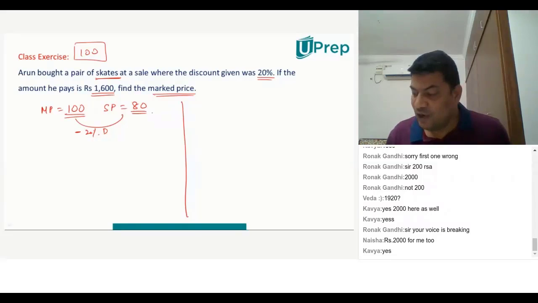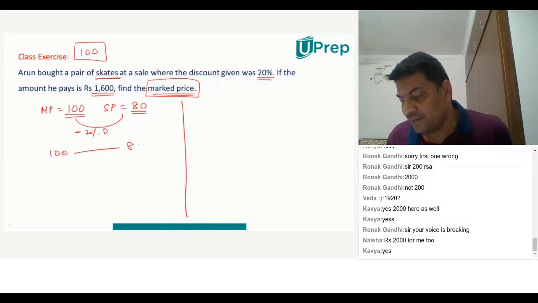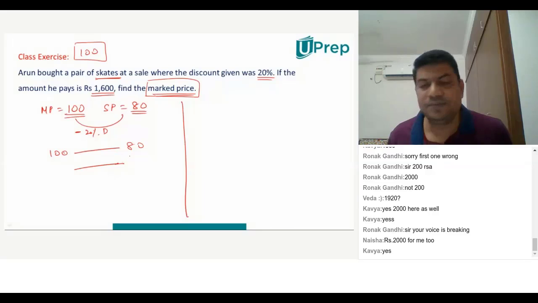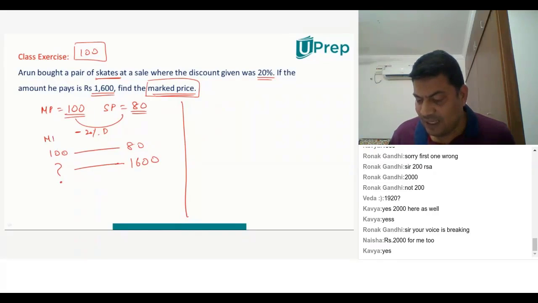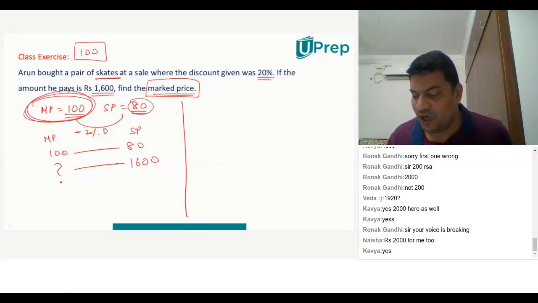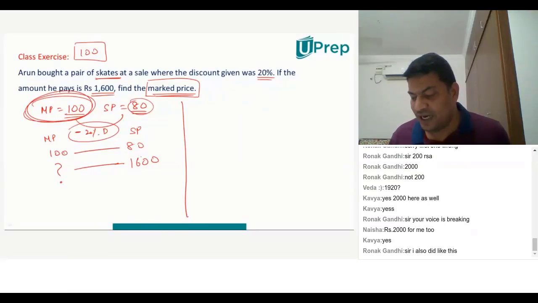So he's asking you what is the actual market price. If I assume 100 to be the market price, his selling price would have been 80. But what is his selling price? 1,600. If 80 is equivalent to 1,600, how much is the actual market price? According to the problem, if the market price is assumed to be 100, the selling price is 80 because there was a discount of 20%. If 1,600, how much is this? So how will you do it?